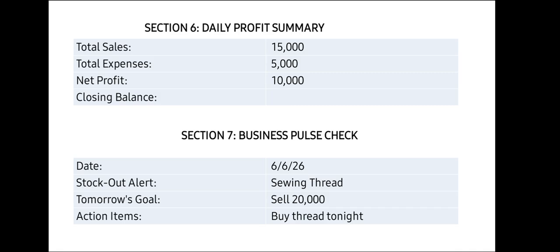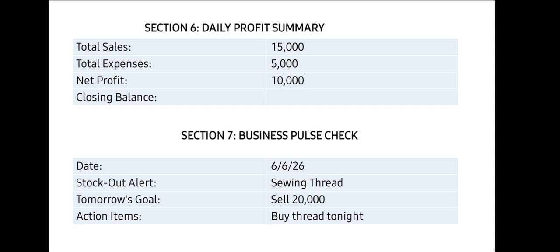Total sales, which is the sum of section 1. Total expenses, which is the sum of section 2. Net profit, which equals sales minus expenses. Now you have your closing balance, the money left in the business. Let's take, for example, you made sales of 15,000 and expenses of 5,000. Your profit will be how much? 10,000 naira. Take note of this.